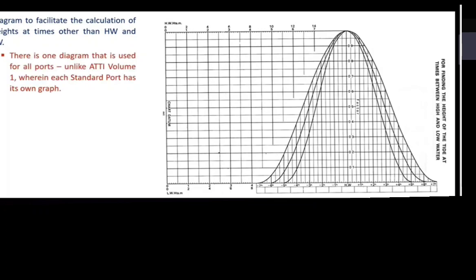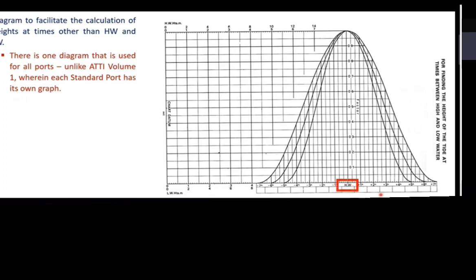There is only one diagram that is used for all ports, in contrast to what we did in ATT volume 1. If you remember, in ATT volume 1, every standard port had its own diagram. So in ATT volume 1, that is European waters, these diagrams are port specific, and other than that, we have the single diagram which shall be used in every case. Now in this diagram, we again have high water at the middle of this baseline.